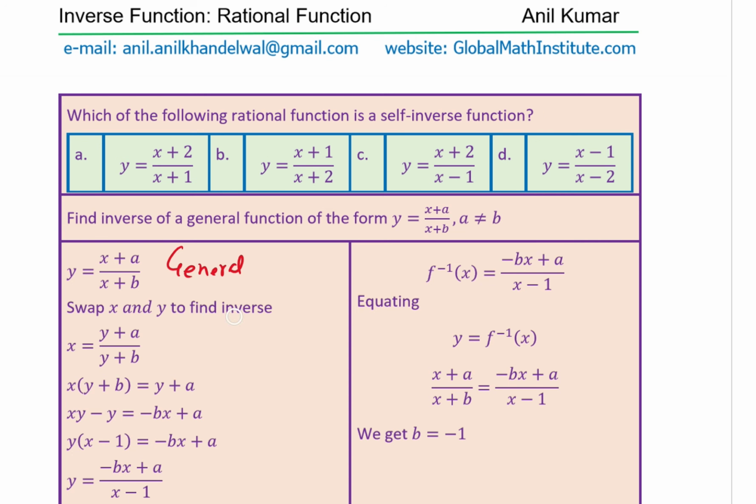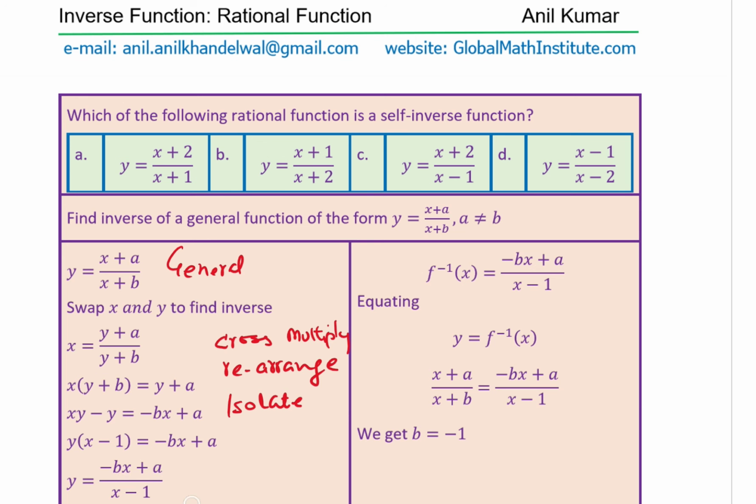So to find the inverse, we'll swap x and y. So we get x equals y plus a divided by y plus b. Cross multiply, and then we get xy minus y equals minus bx plus a, and rearrange, right? So cross multiply and rearrange, and then isolate, to get y equals minus bx plus a over x minus 1.